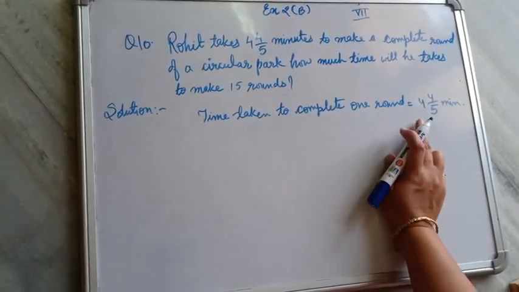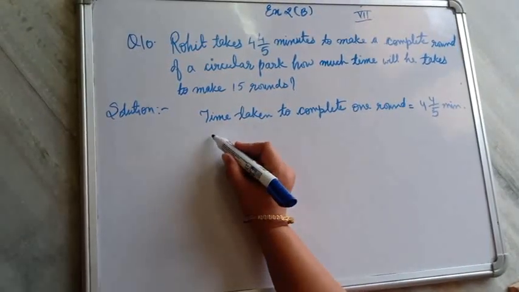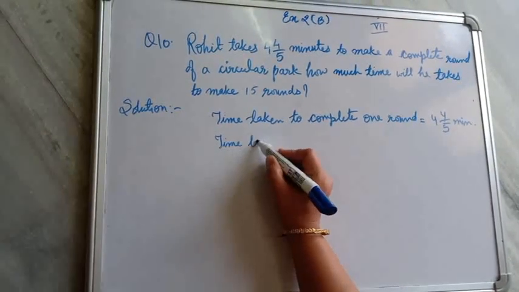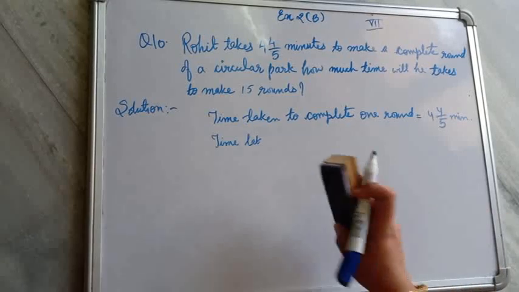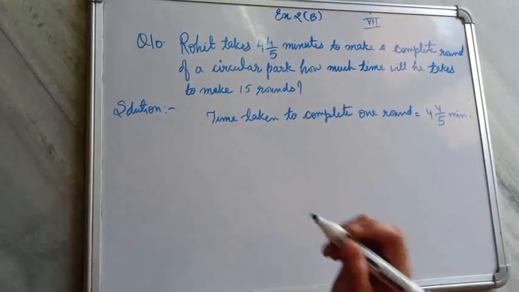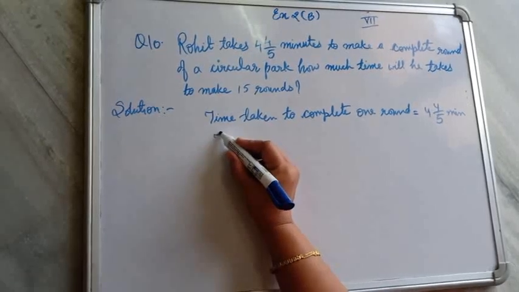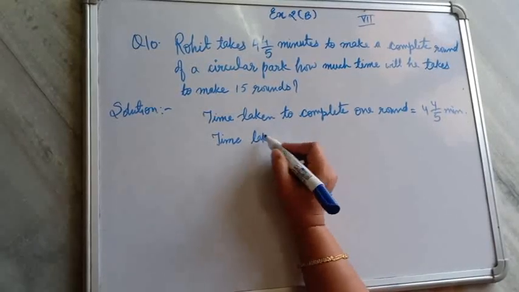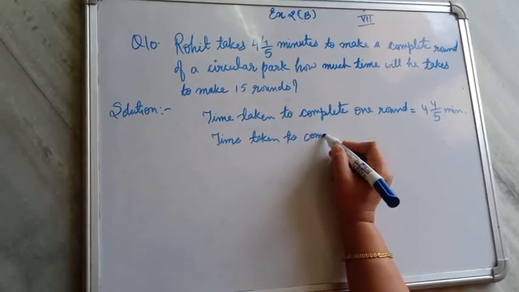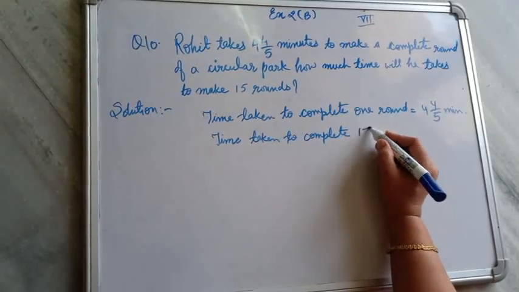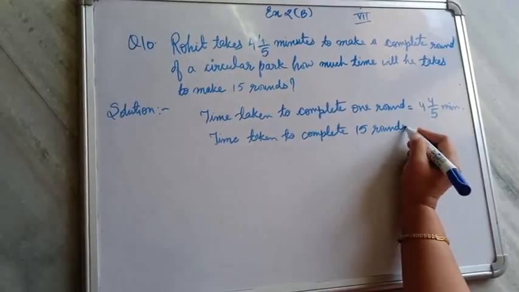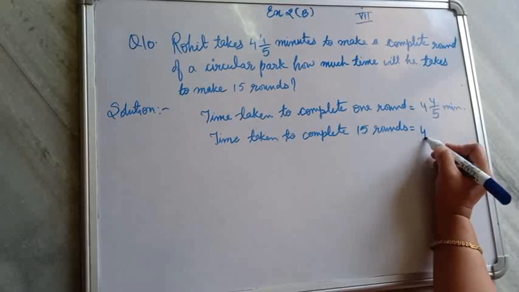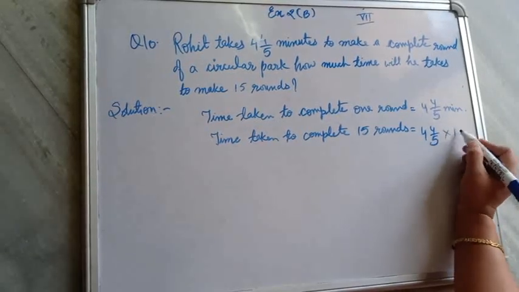So it is for one round. Now time taken to complete 15 rounds, that is 4 by 5 multiplied by 15.